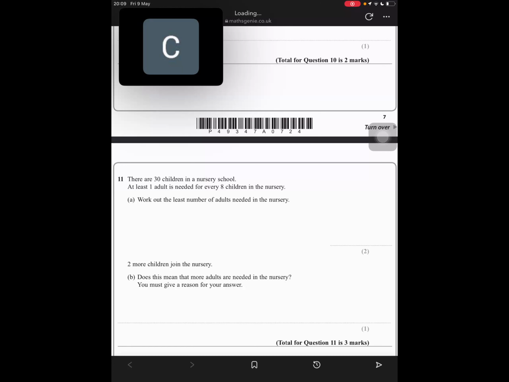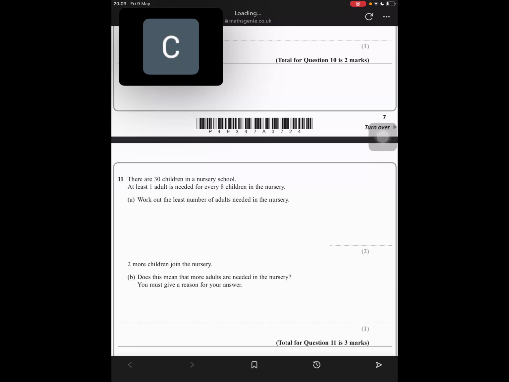Remember, they said 8 children to 1 adult. This last adult, the 4th adult, has how many to handle? 6, isn't it? Yes. Don't you think those 2 that will now join the nursery will simply make up that 6 to become 8? Yes. So that means we don't need an extra adult. Do you agree? Yes.